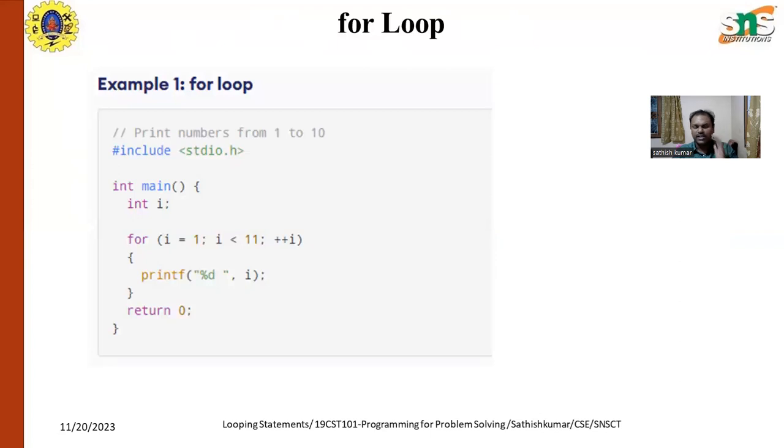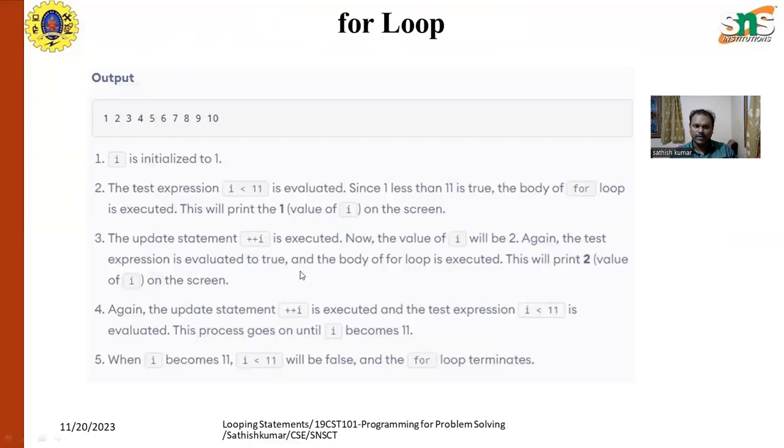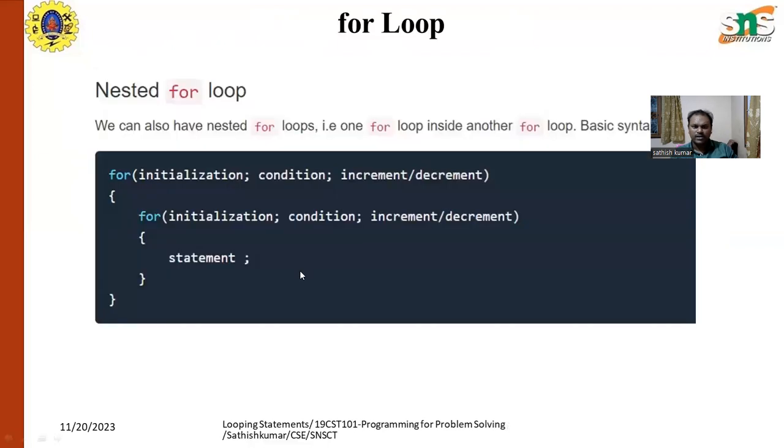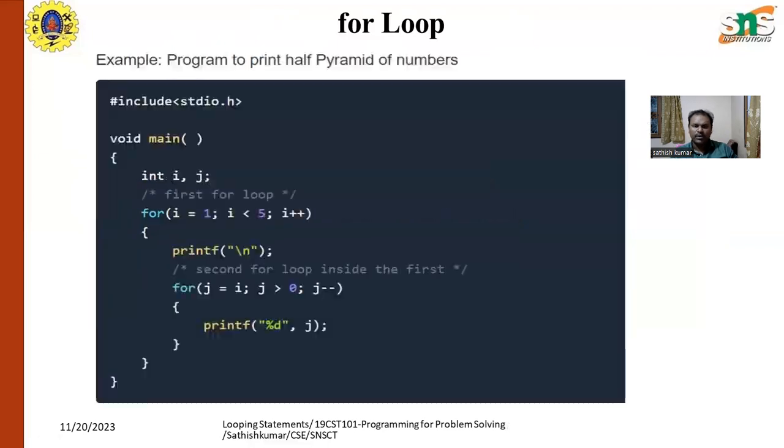This is an example with the same program, 1 to 10. With the help of the syntax, we see for (i = 1; i < 11; i++). Here we print 1, 2, 3, up to 10. So this is the for loop, and there is also the nested for loop.